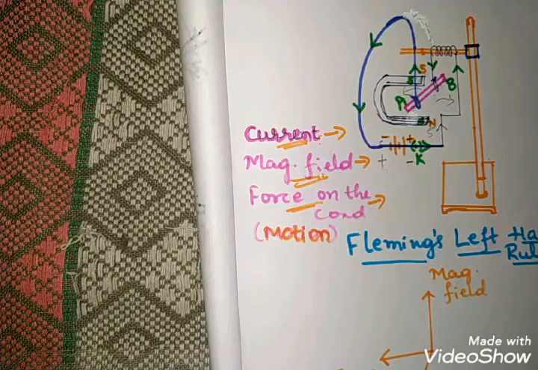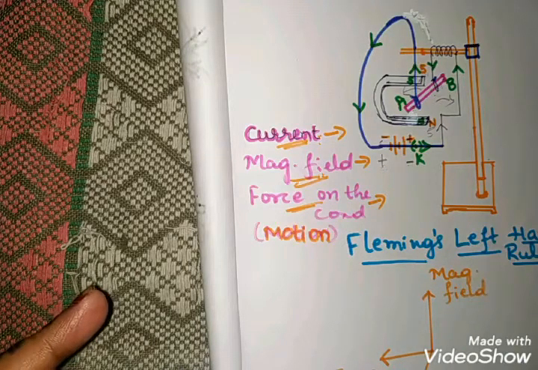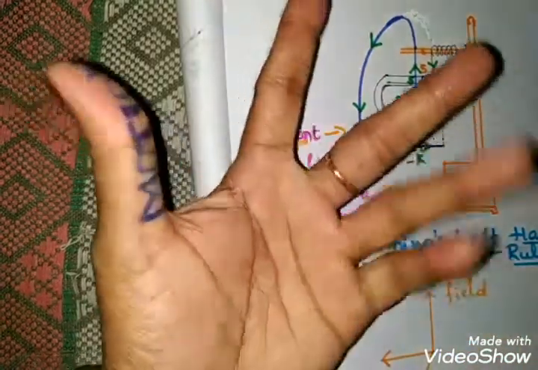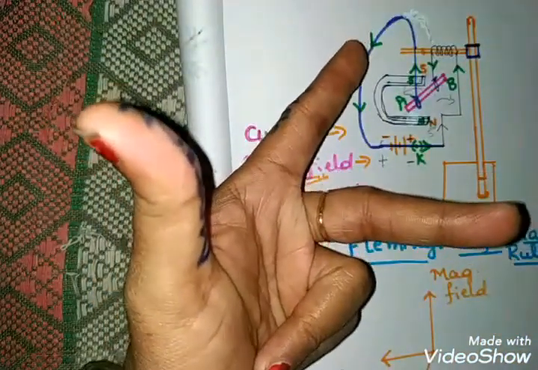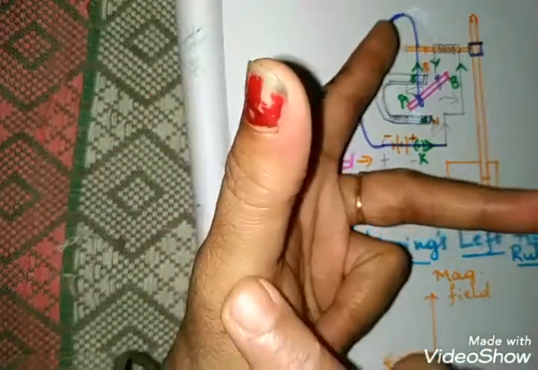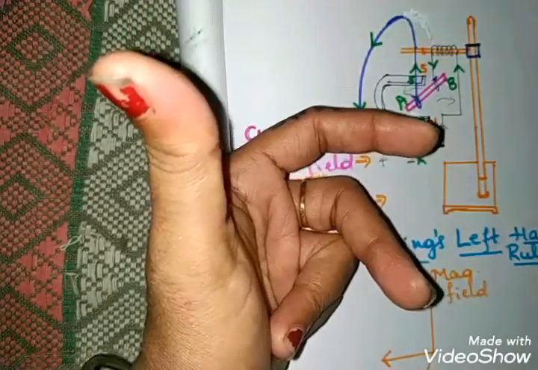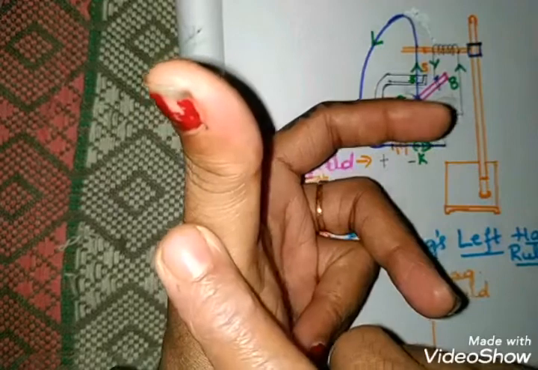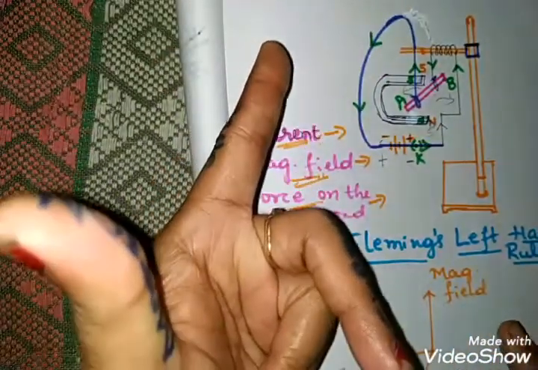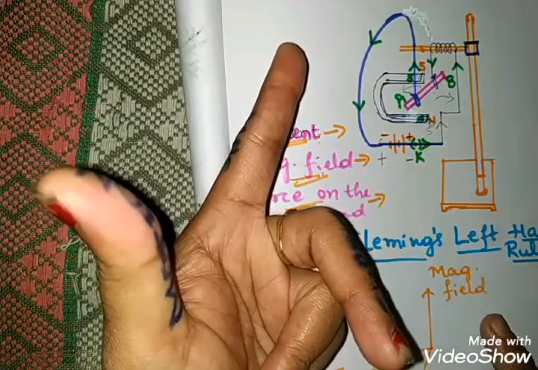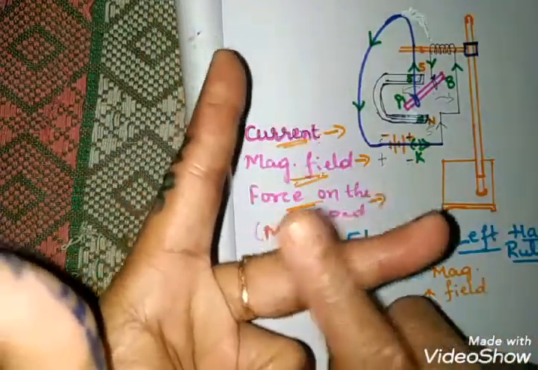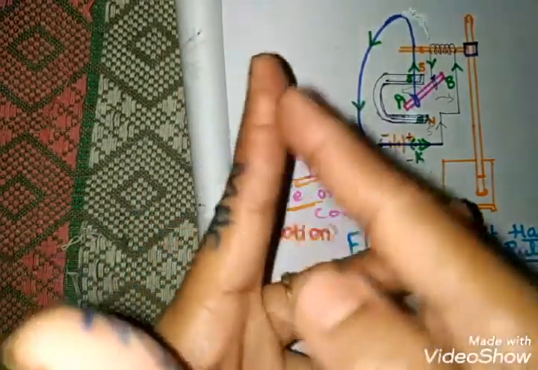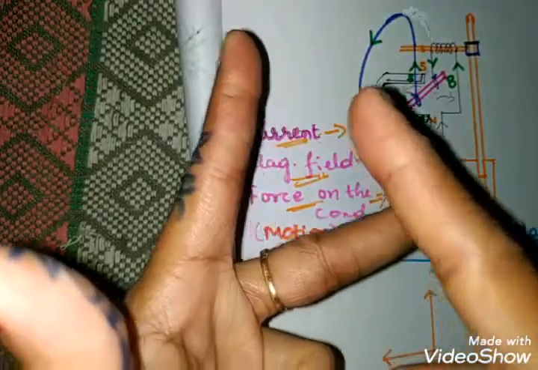See, stretch your left hand. It is your left hand, not the right hand. Stretch three fingers of your left hand. Which fingers are there? This is the thumb, the main finger. This is the forefinger, or index finger as we also say. This is the middle finger. Middle finger, forefinger and the thumb.